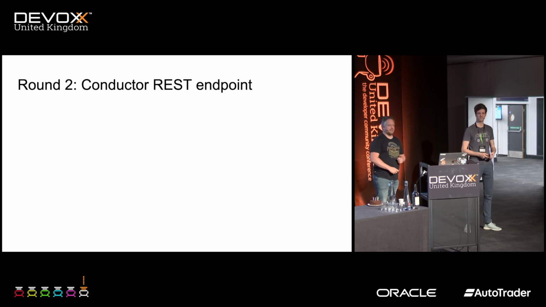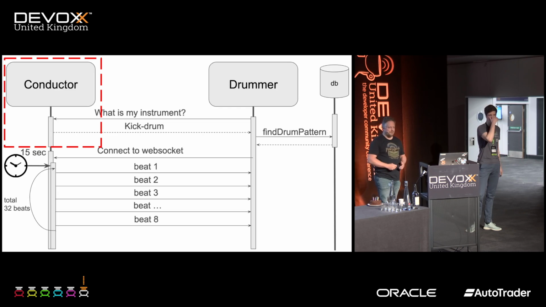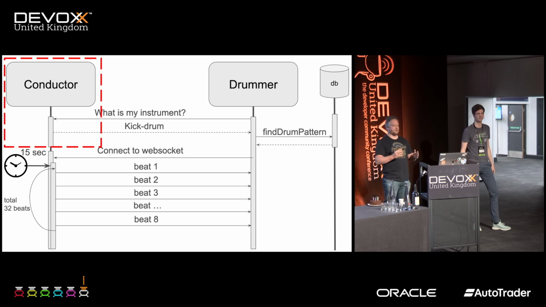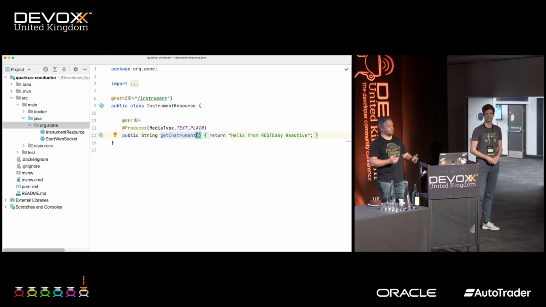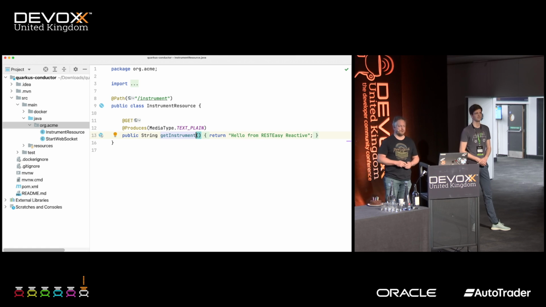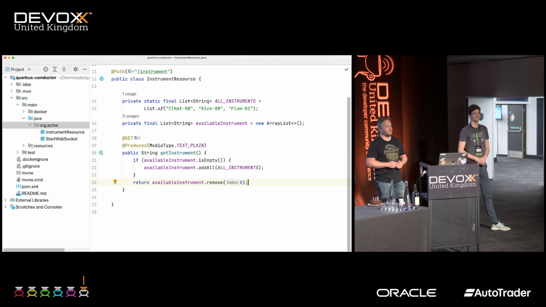So we're going to create a REST endpoint then. There's this part of the conductor where the drummer is going to ask for his instrument, and the conductor is going to give back which instrument is going to play. So we got our greeting resource, which is quite useful because now the greeting resource can be renamed to an instrument resource. And well, there's an example in here that's going to return a string. We don't want a string, we want an instrument to be returned.